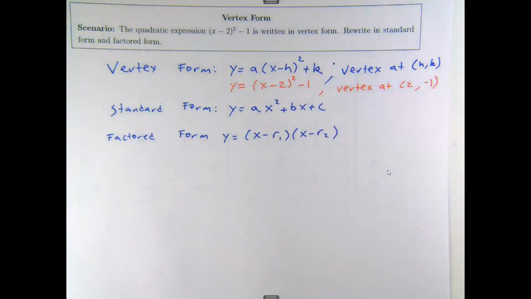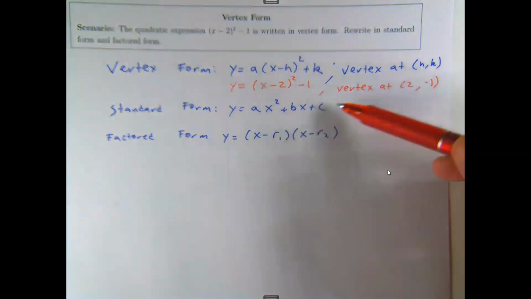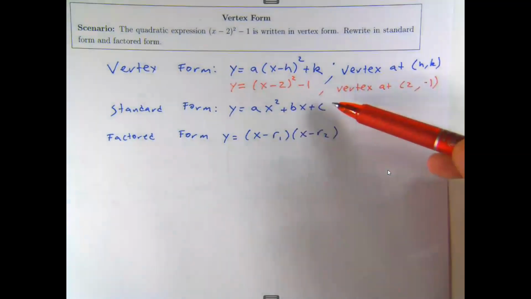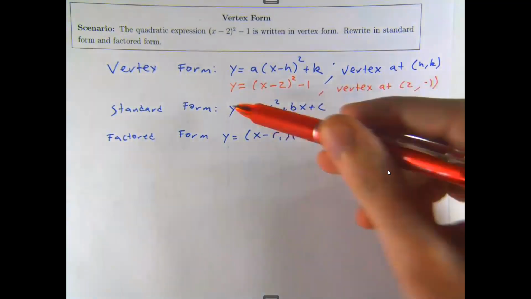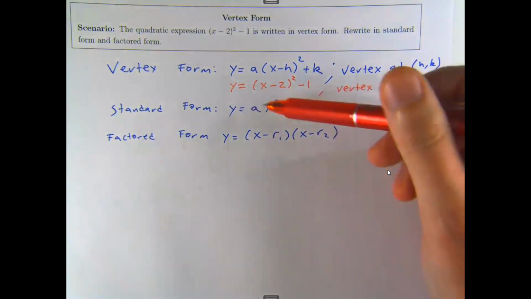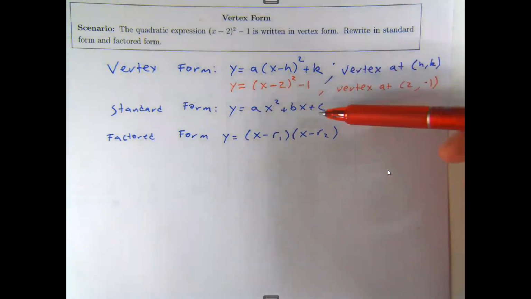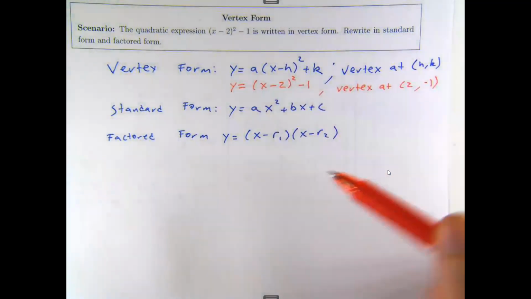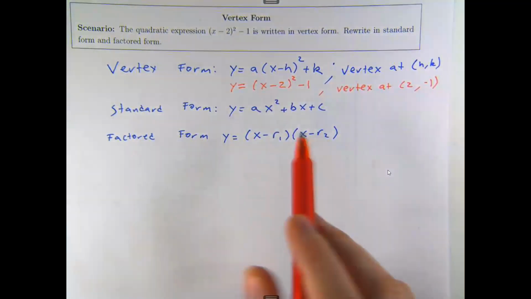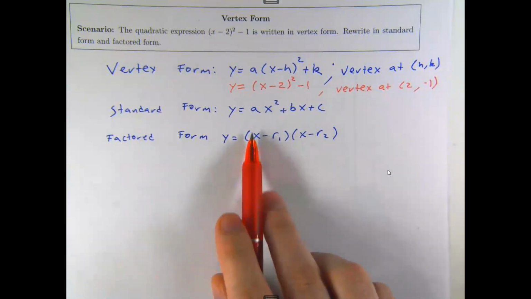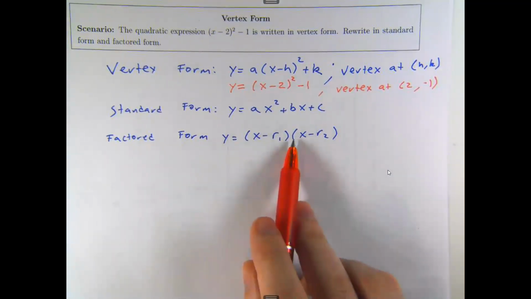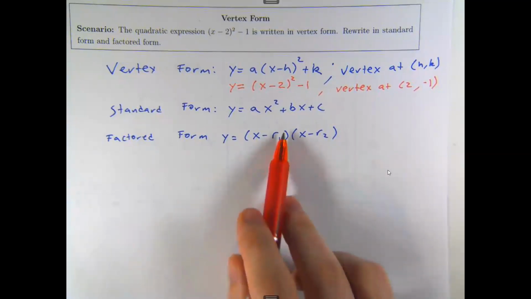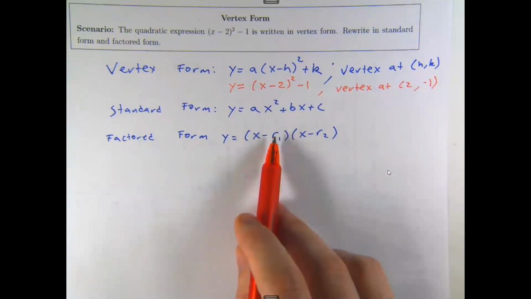So if I were to graph this thing, I would see a vertex at the point (2, -1). Now, standard form is really nice if I'm trying to do something like the quadratic formula, or if I'm just looking at something that looks clean. This looks the nicest of the three forms. Factored form is really nice for finding the intercepts.